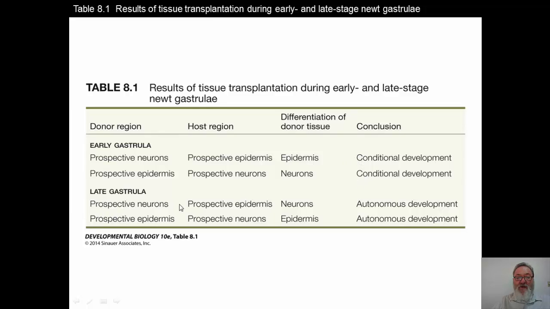Late gastrula, the prospective neurons into a prospective epidermal area, you still get neurons because it has been committed, it has been induced, and it has been programmed basically for autonomous development. Epidermis the same. If you put it with the neurons, it will still form epidermis because of this autonomous development.